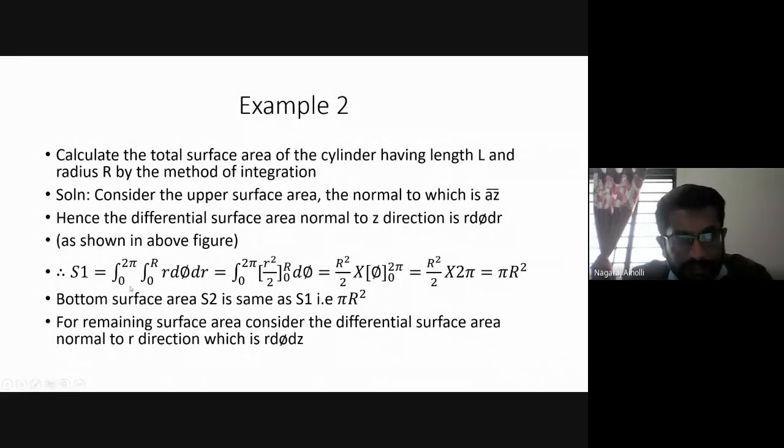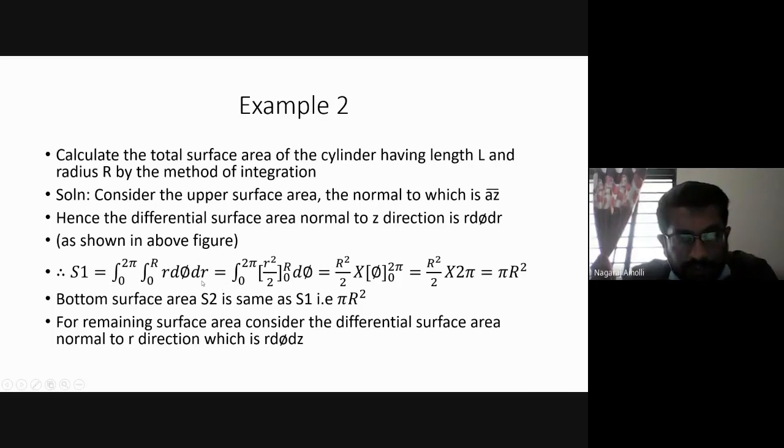Let us integrate this over the limits. The limit of R is 0 to R, as we did for the first example. Then the limit of the angle phi is 0 to 2 pi, same as in the first example. Then write R d phi dr. Then find the integration.